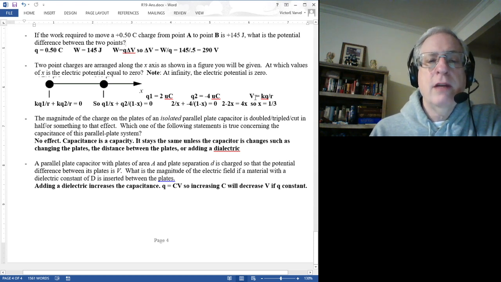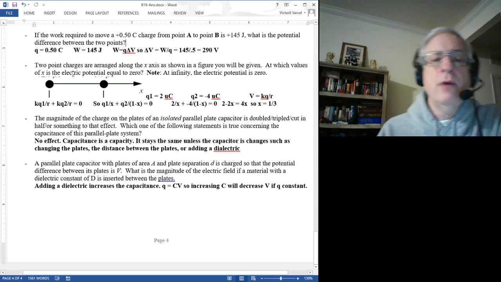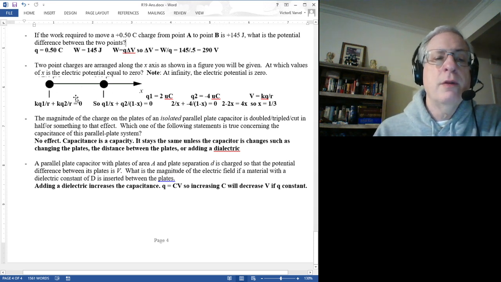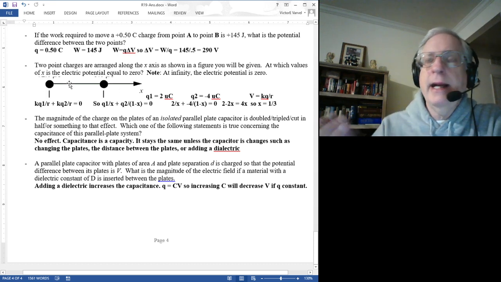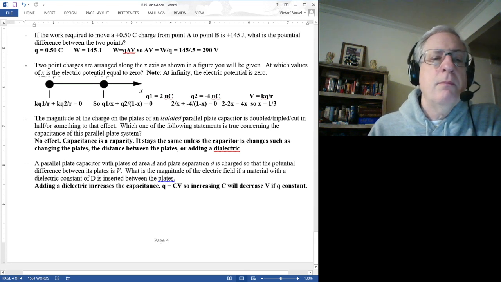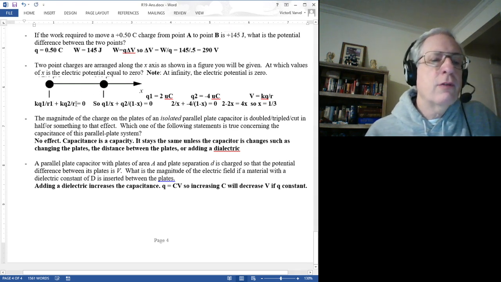The voltage is KQ over R. It's another way of defining voltage, because I'm asking about the electric potential. So I want the electrical potential to be 0. Now, since I have 2 charges and I want to know the net potential, I add them together. I add them like vectors, but since they're on a line, there's only one axis, so I can just add them. So voltage of Q1 would be KQ1 over R1, and then KQ2 over R2 for the second one.